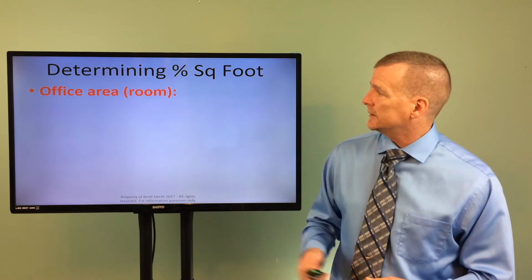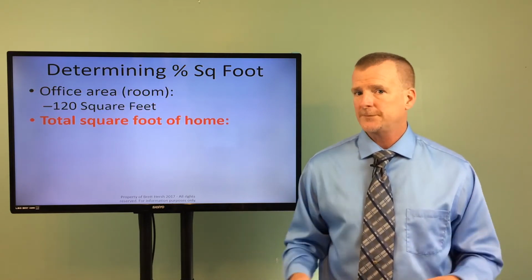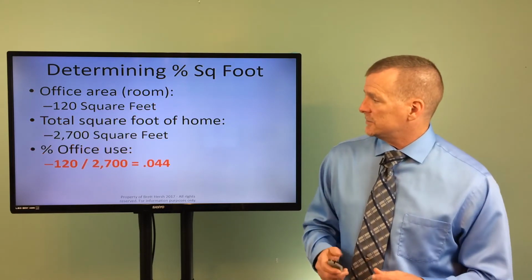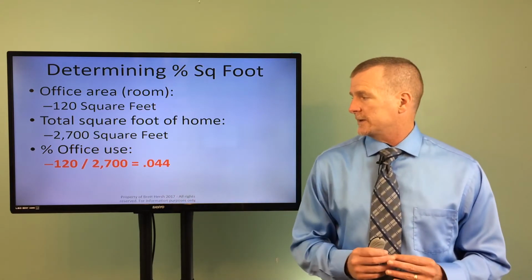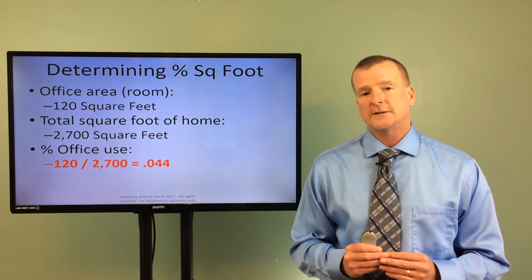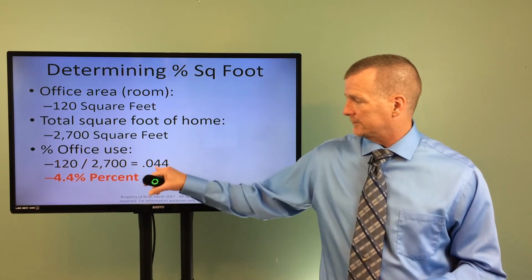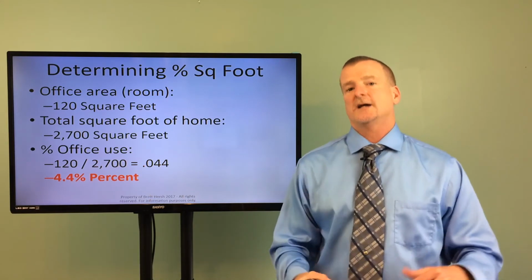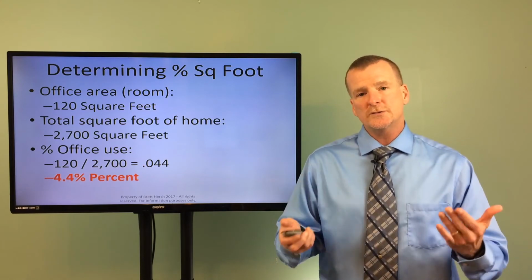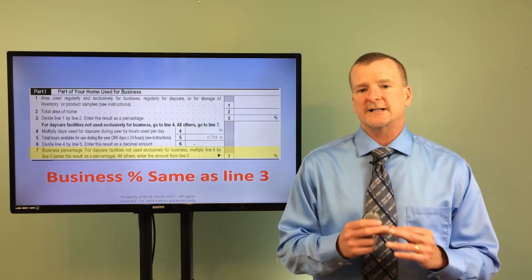So determining square foot, office area, let's remember 120 square foot of that office area if you're using a room. Total square footage of the home is 2,700 square feet. Percentage office use, you divide the 120 by 2,700, it gives you 0.044. And that, if you move your decimal place over, is 4.4%. So 4.4% of your home in this example is used for business. We use that to determine your indirect expenses.